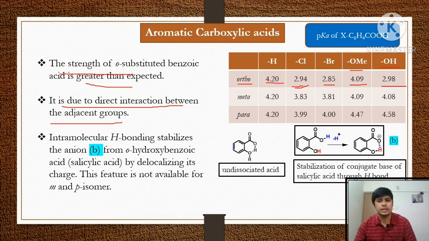Now see, if we look at this second series, the meta series: benzoic acid is 4.20, but for metachlorobenzoic acid the acidity decreases. For metabromobenzoic acid, again the acidity decreases.